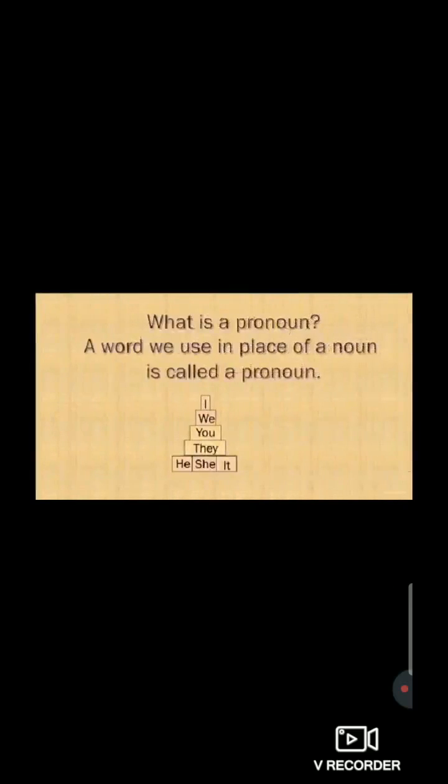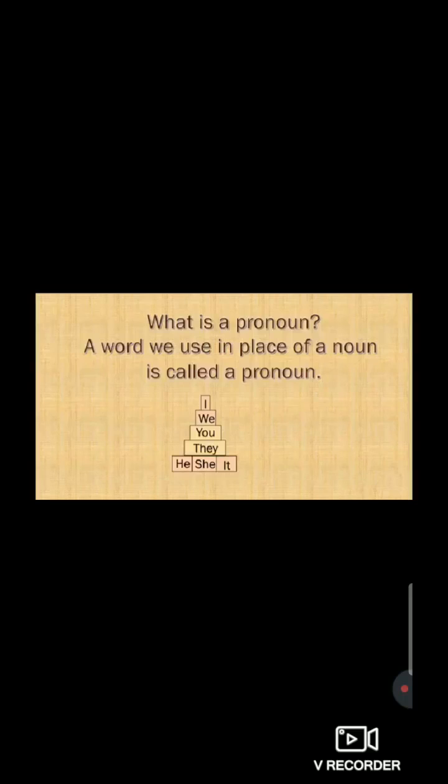Students, again, everyone just repeat after me. What is a pronoun? A word we use in place of a noun is called a pronoun. And the examples are I, we, you, they, he, she, it, right?